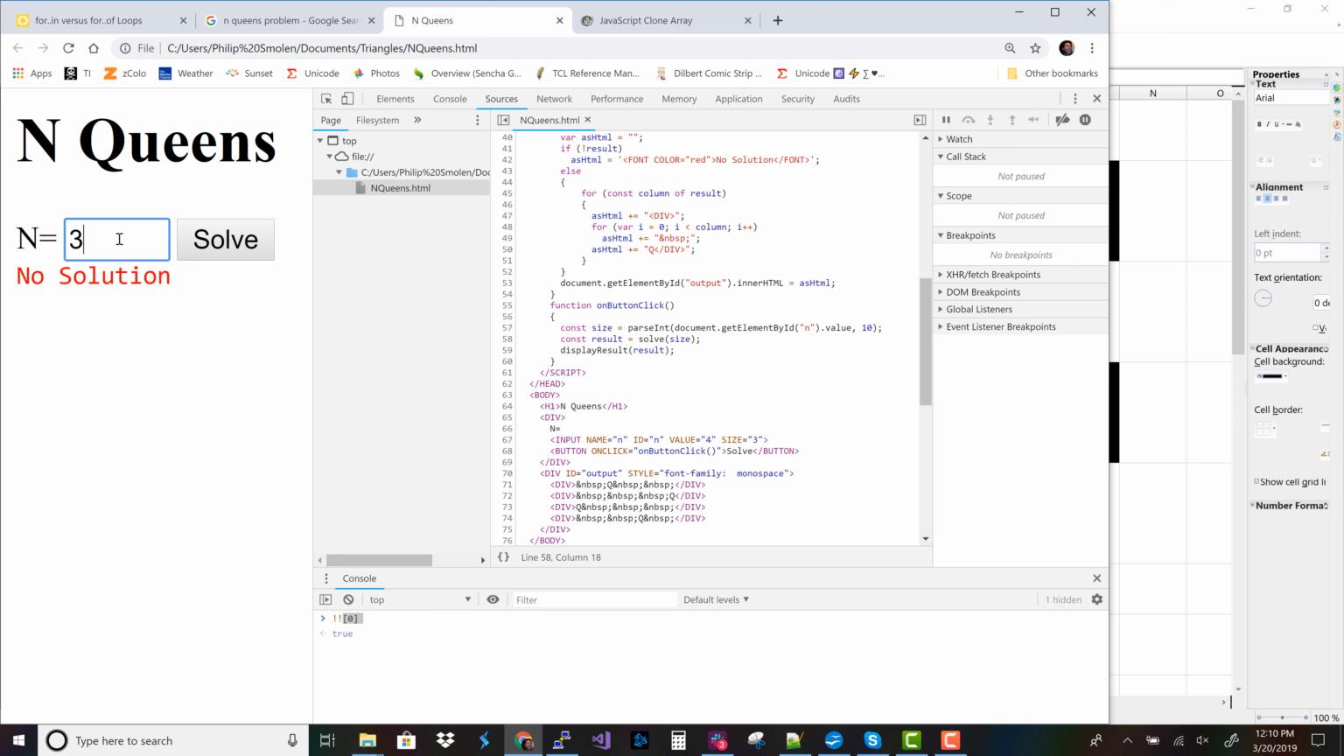I believe 3 has no solution. How about 4? We know the solution to 4. Hey, now it's working. So basically, I think we are done. How about 8?